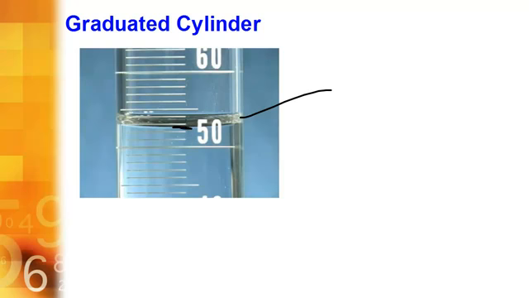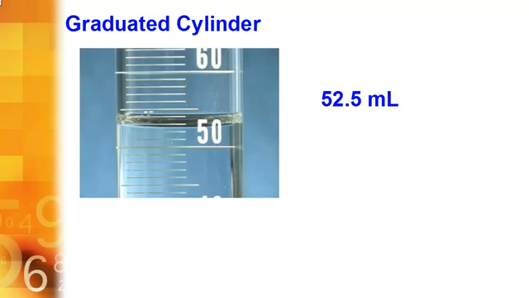Let me take those annotations off of there. So it's not quite to the 53, so it would be 52 point something. Estimate again. 52.5. If the divisions are small and it's hard to guess 0.2, 0.3, then just go with 0.5. And that's a safe estimate. All right?